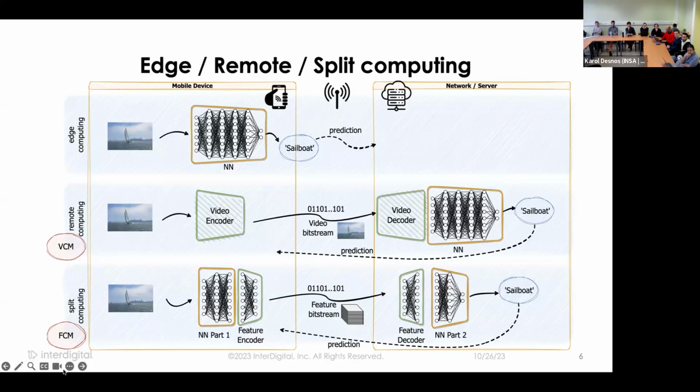And the last one is split computing or split inferencing. This one we call feature coding for machines because now the input of your codec is the intermediate features of a neural network, right? So you perform a part of your vision model on your phone, and the rest of the model, what I call NN part two, is going to be performed remotely.